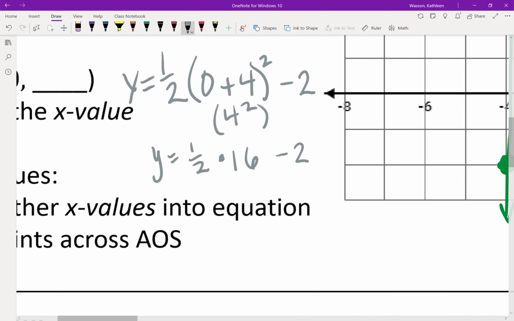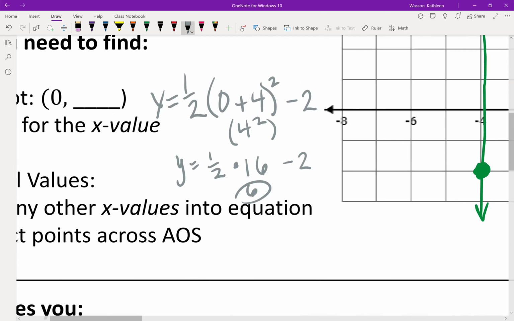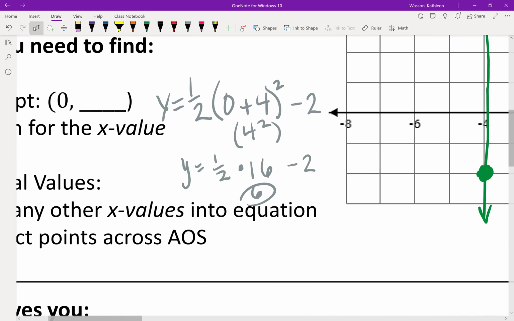Half of 16 is 8. So this is 8 minus 2. 8 minus 2 is 6. So my graph will cross the y-axis at 0, 6. And you can do this same process to find any points on the graph. You just substitute for the x, put in a number, and calculate and see what the y is there so you can find your points. This is what the calculator does when you put your equation into y equals and look at the table. It's doing this.